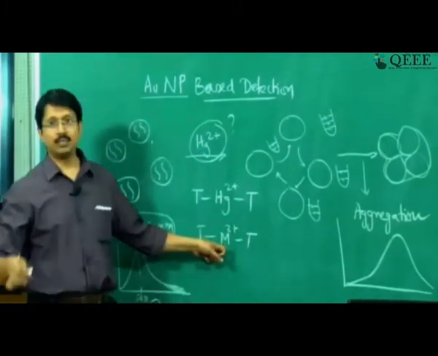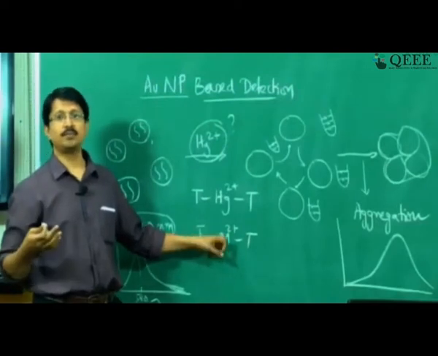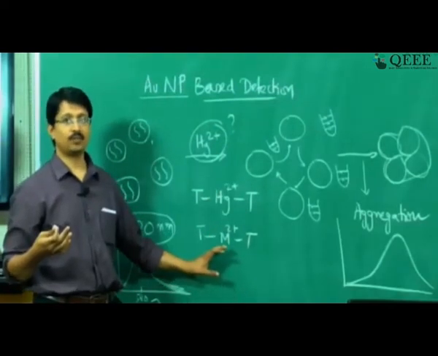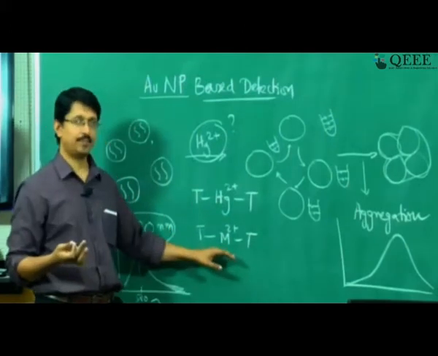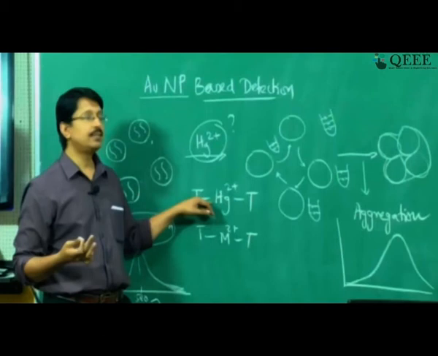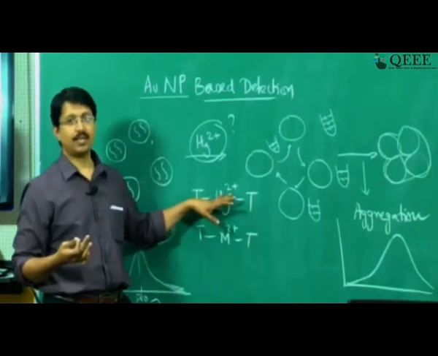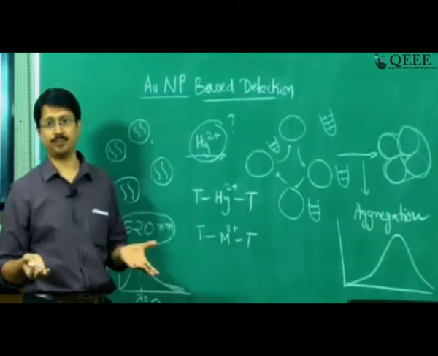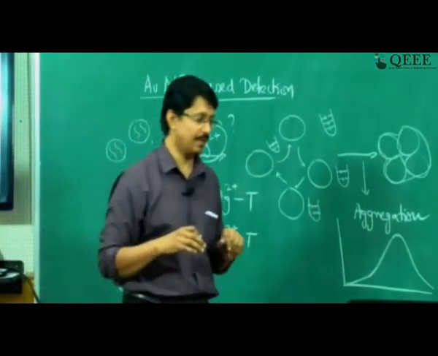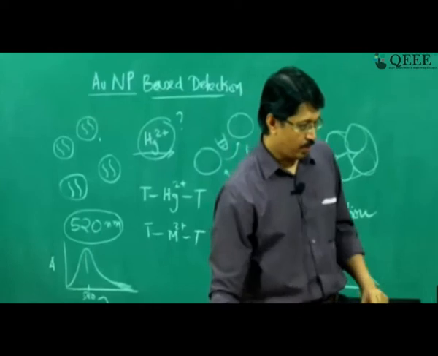So they have checked for zinc, calcium, many divalent ions. In fact, I have shown you that graph yesterday. Many divalent ions they have checked, but none of them match with this interaction. That's the reason why this particular experiment was more specific towards mercury. So I hope that one is clear now. Now we'll go to the slide again.